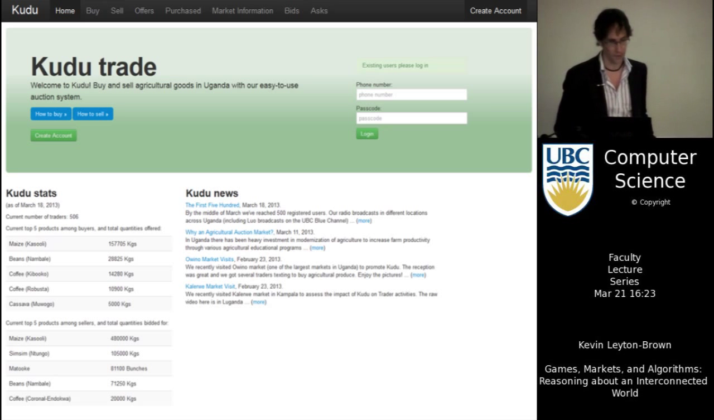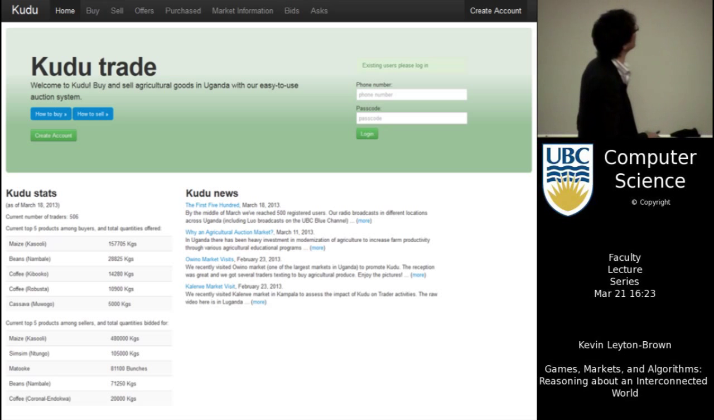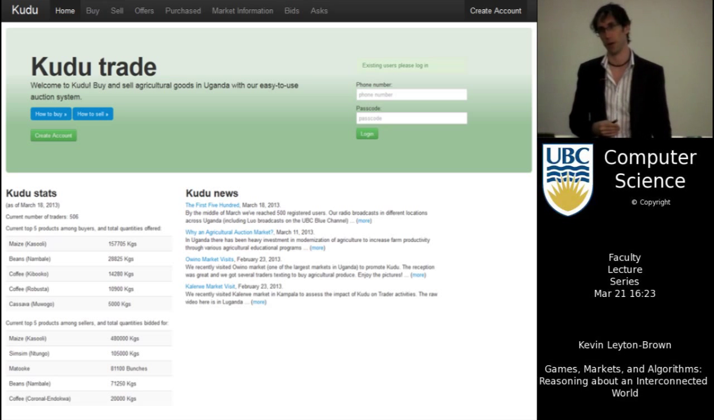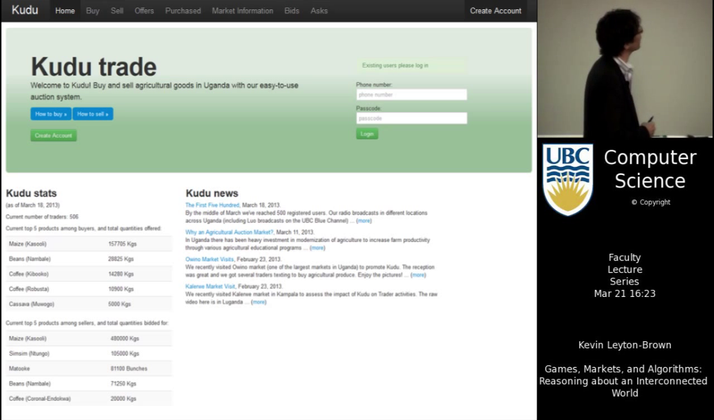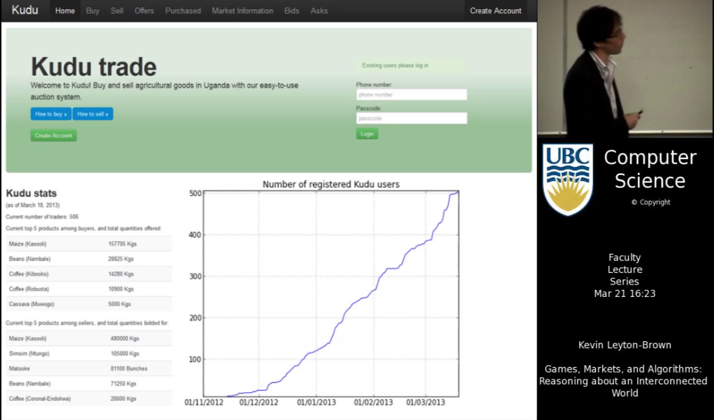Here's the web page of the system, showing, among other things, our recent stats on the amount of different staple products being offered and bought in the system. So here's some ways of slicing it. Here's the number of registered users that we've got. At about the new year, we were pretty close to 0.